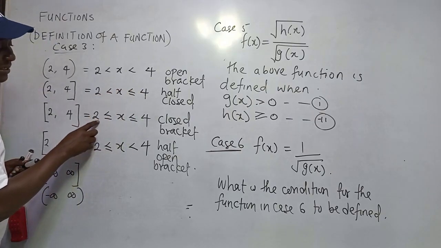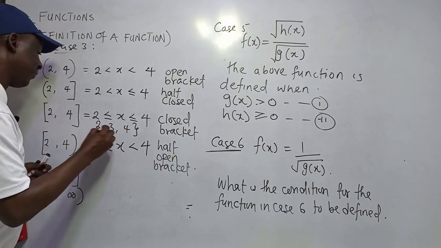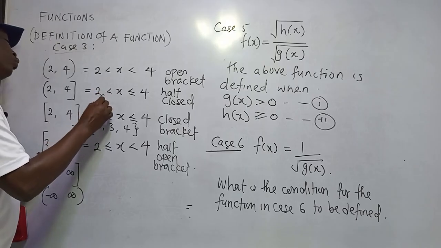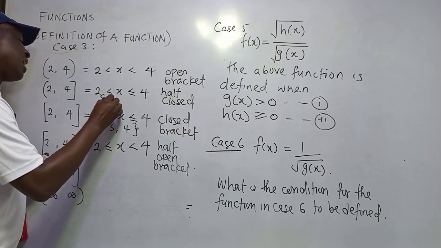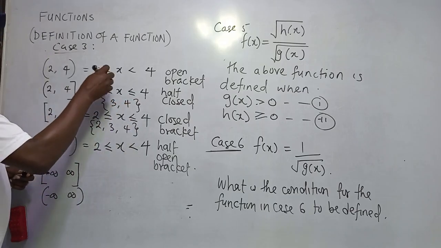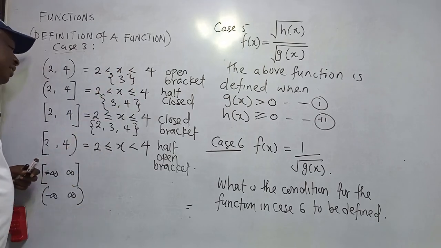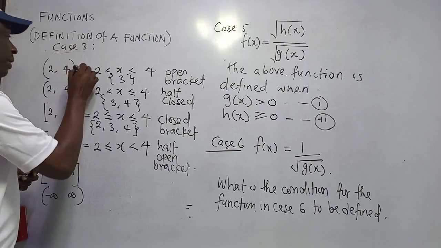But if I give you something like this now, it means that the elements are what? 2, 3, and 4 itself. This one only includes what? Only 3 and 4. 2 is not included. Why does this interval include just only 3? We call it a singleton, a set with only one element.